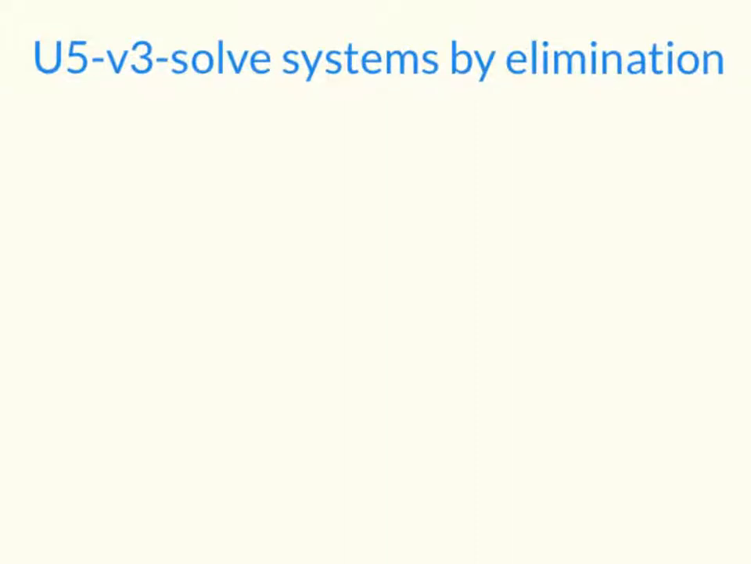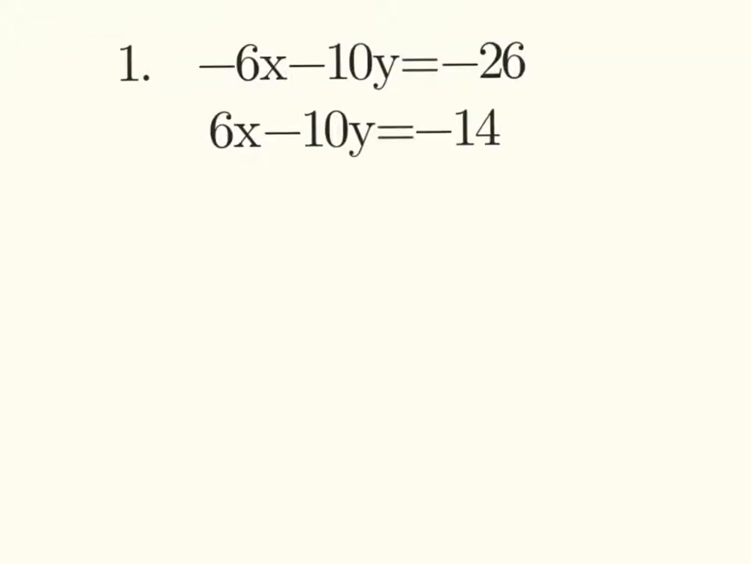This is our third and final video in Unit 5 on solving systems by elimination. When we do elimination, we want to look for a variable in both equations that has the same number. Well, in fact, here, both my x's have a 6. Both of my y's here have a 10.